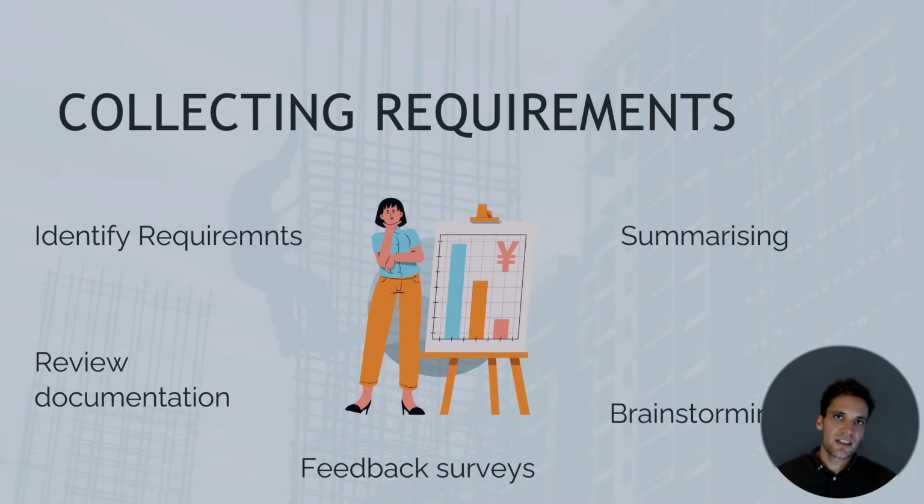Next, we can use ChatGPT to help us to collect requirements. So we can use it to identify requirements by reviewing the project documentation, or we could collect requirements with feedback surveys to stakeholders or key project sponsors. We can use ChatGPT for brainstorming, like we've already spoken about. We could get ChatGPT to define project scope based on what we tell it we want to achieve. And then we can get ChatGPT to summarize these requirements into a concise scope statement.